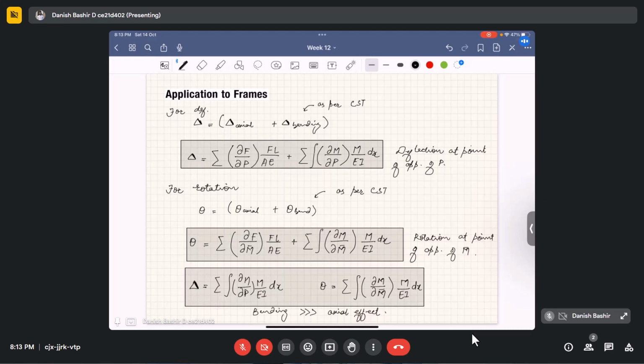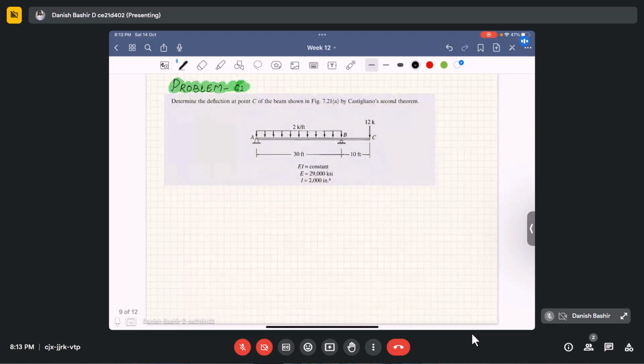I think this concept was clear to you, and it will be more clear when I solve a numerical problem over this. So for that, we have to determine the deflection of point C of a beam as shown in the figure. Point C is this, and a load of 12 kilonewton is acting at that point. And I have to use Castigliano's second theorem. If you remember the same beam, we analyzed it using moment area, conjugate, and virtual load methods. So now we are using a fourth method in the determination of the deflection.